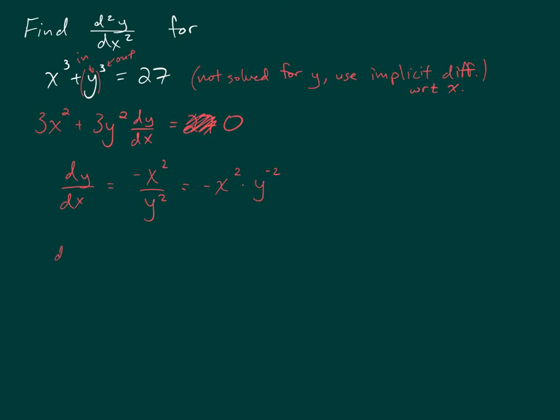I'm going to say d squared y over dx squared will be the denominator times the derivative of the numerator minus the numerator times the derivative of the denominator. Again, using that chain rule here, all over the denominator squared.